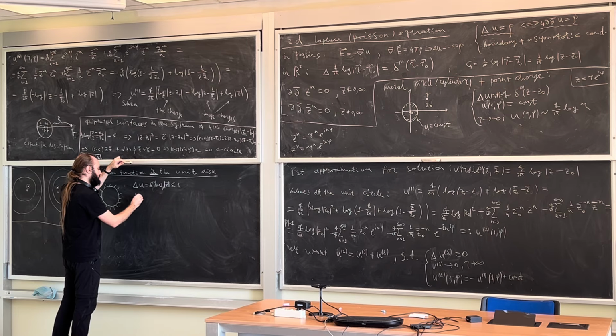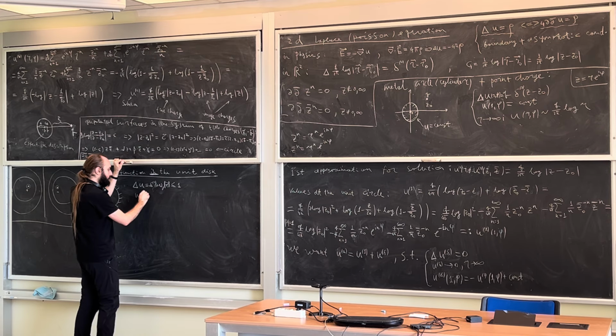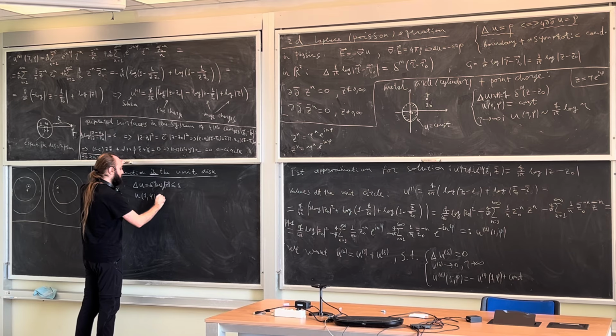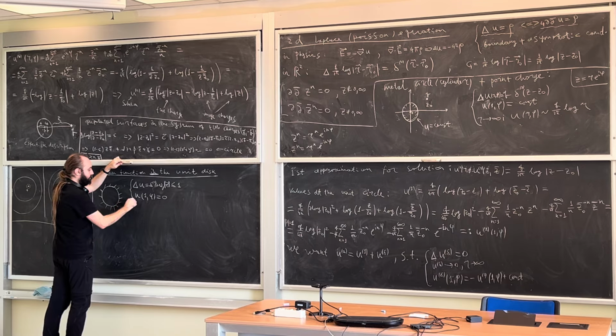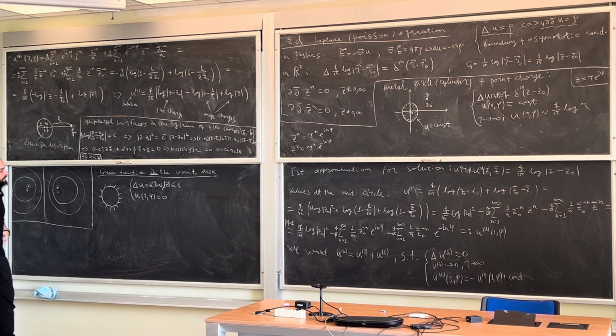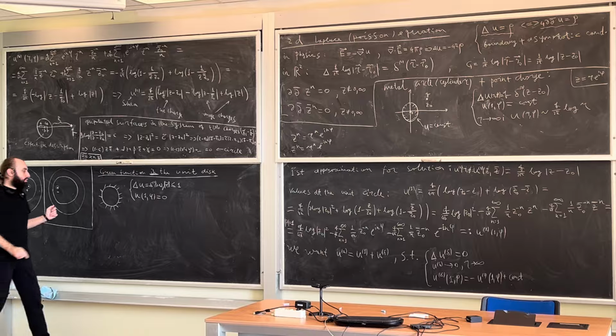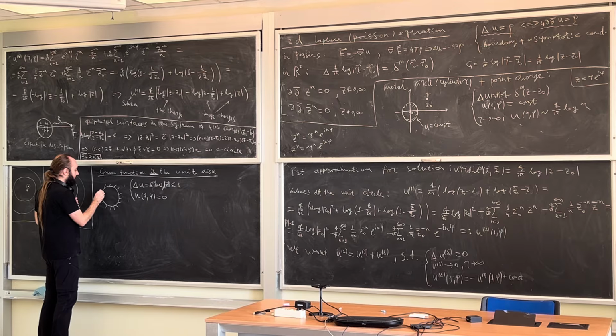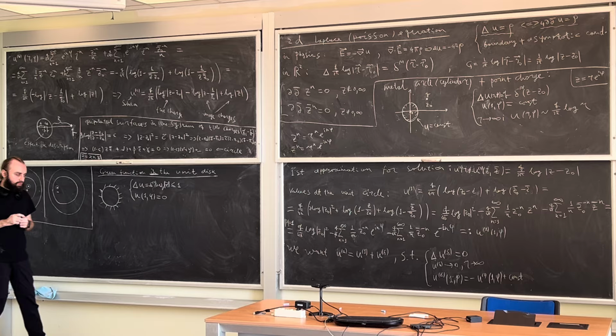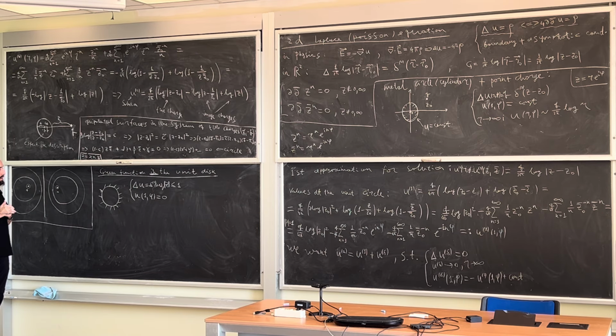And we have boundary conditions that u of 1, phi equals 0. So, do you have any idea how we could solve this equation? Looking at this previous formula, it should be quite similar, and the idea is almost the same.